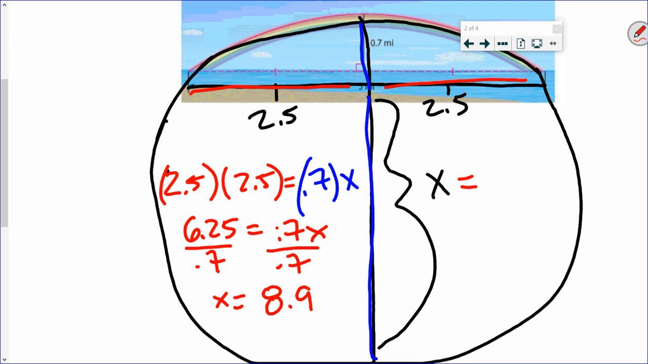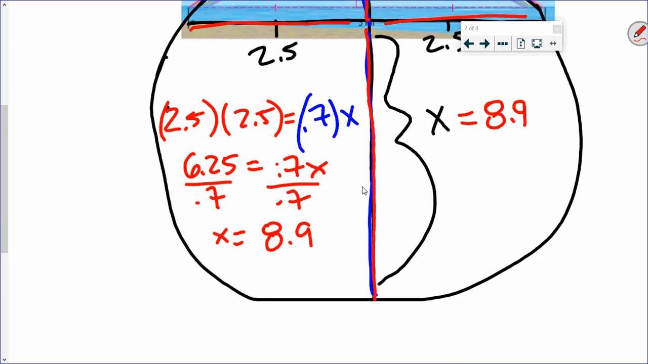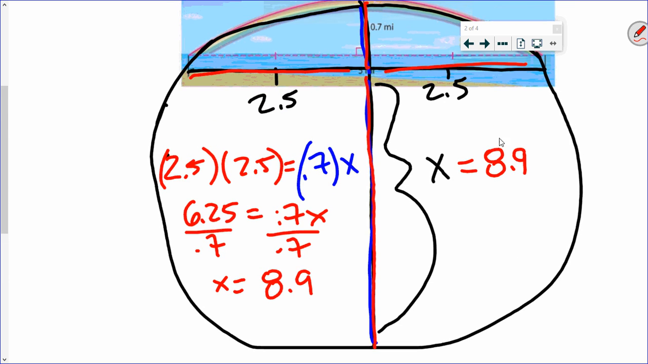So x is 8.9. All right, so this chord, we see 0.7 above the surface, and 8.9 would be the part we don't see. Well, that chord is a diameter. That goes through the center of our circle here. So that is a diameter. So what would the diameter be? The diameter would be 8.9 plus 0.7.